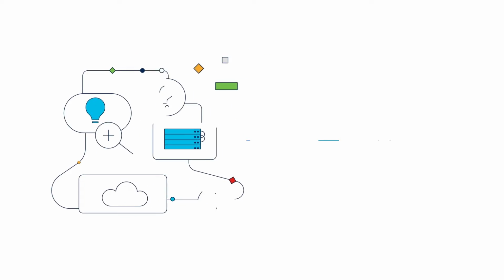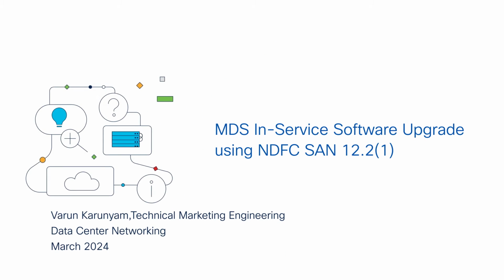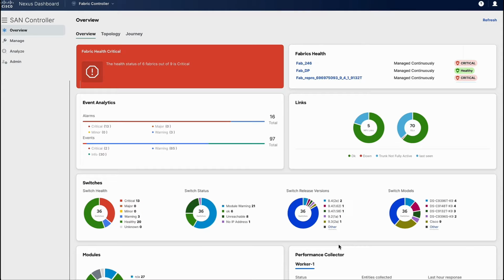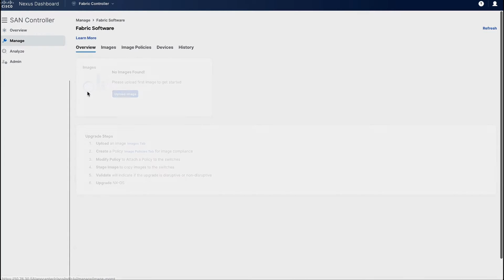Hello everyone. In this video, we will see how to do in-service software upgrade or ISSU on Cisco MDS SAN switches using the new Cisco Nexus Dashboard Fabric Controller for SAN. This is the NDFC SAN controller overview page. To begin the ISSU, navigate to Manage and Fabric Software.